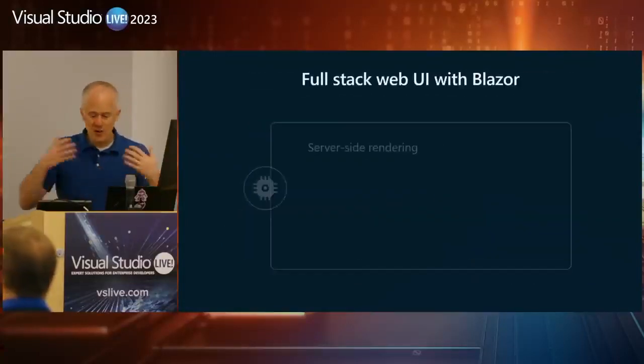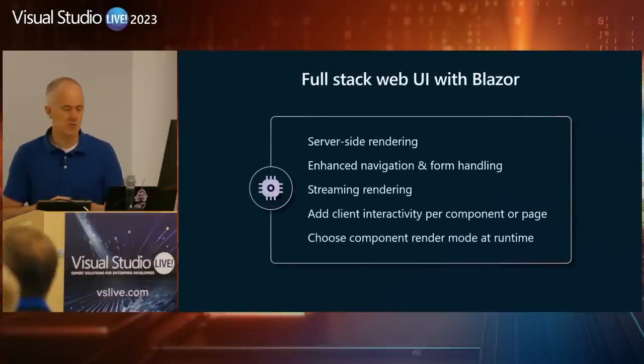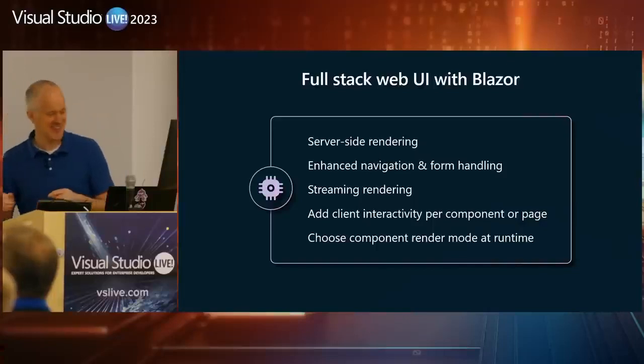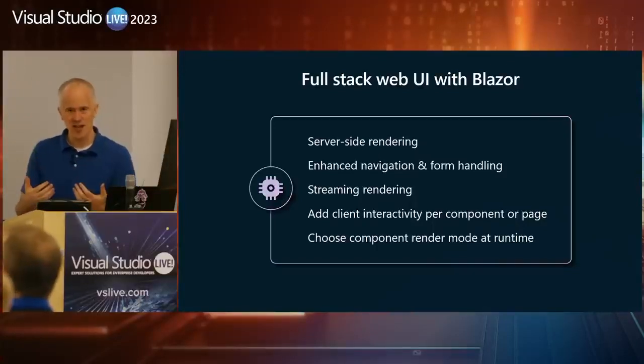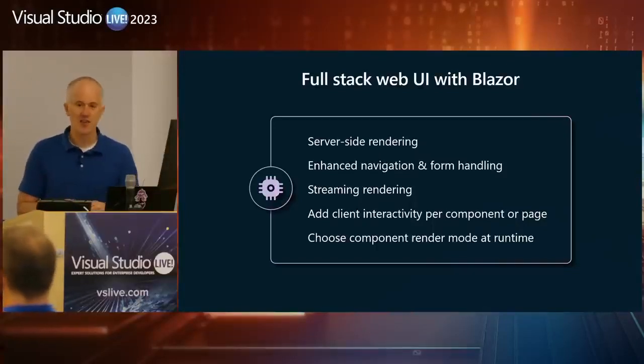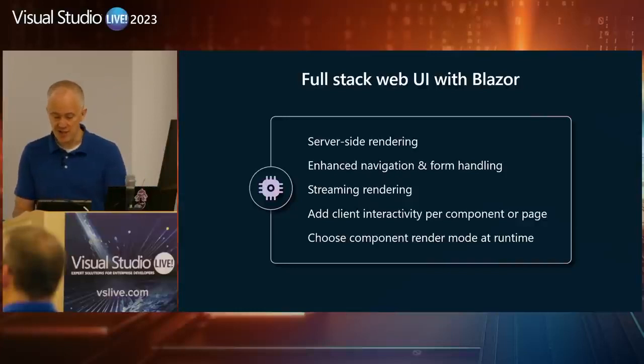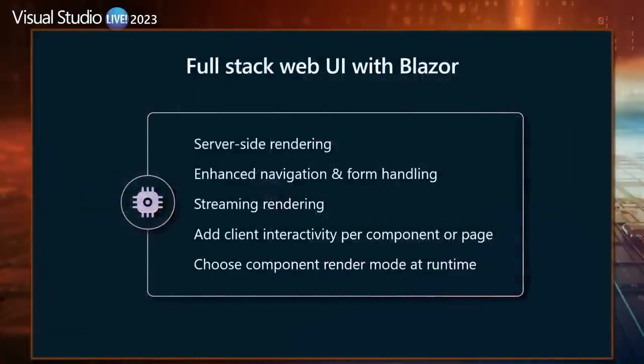Now, this work to enable full stack web UI with Blazor really breaks down into five areas of investment. The first is server-side rendering with Blazor components, then enhanced navigation and form handling, streaming rendering, the ability to add interactivity per component or per page, and the ability to choose the interactive render mode at runtime. Let's take a look at each one of these areas.